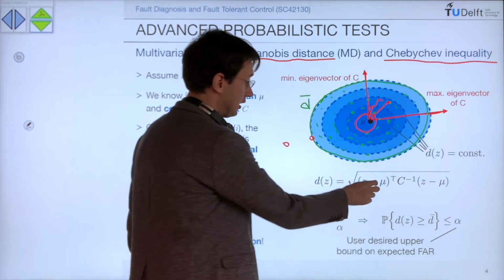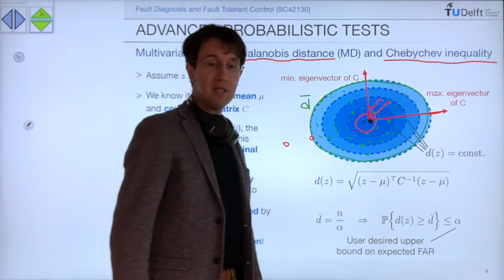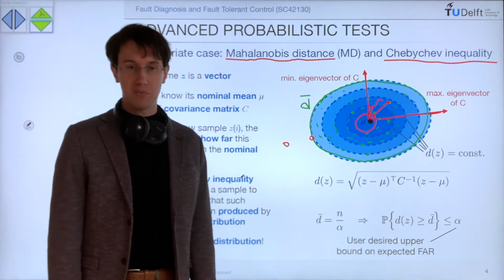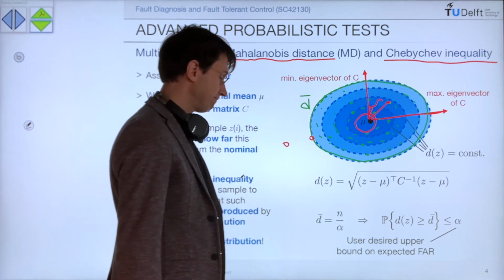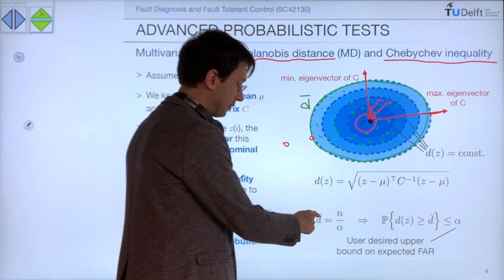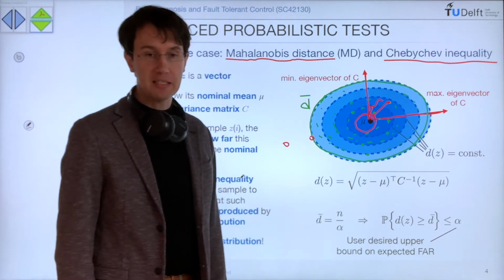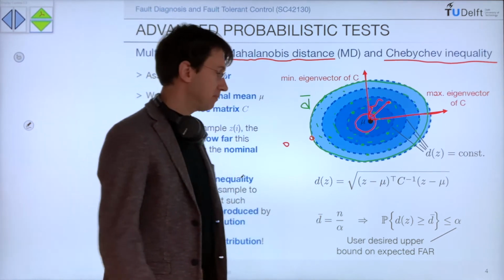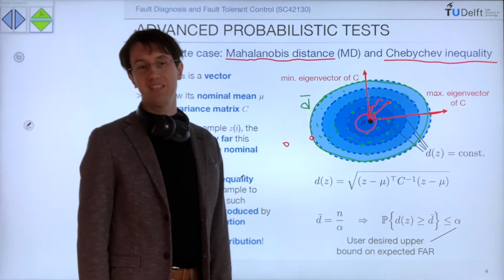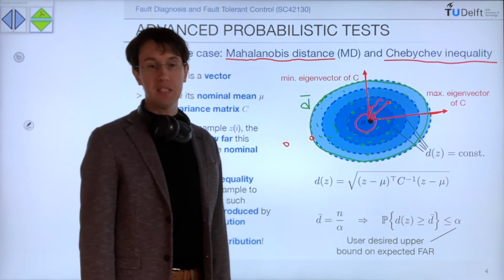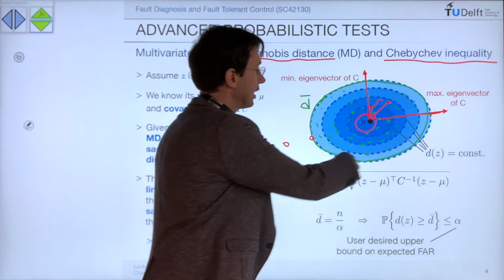You compute mu and c, which usually you need to compute from data anyway. And then you determine what is an acceptable level for d over bar, such that less than some percent, 1%, of healthy data in your data set is outside this ellipse.